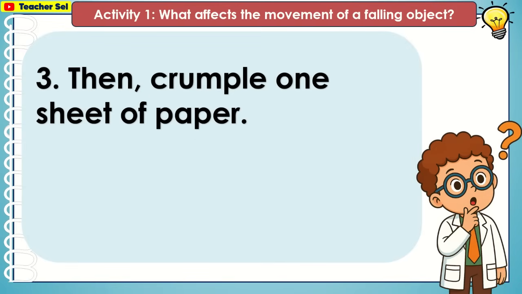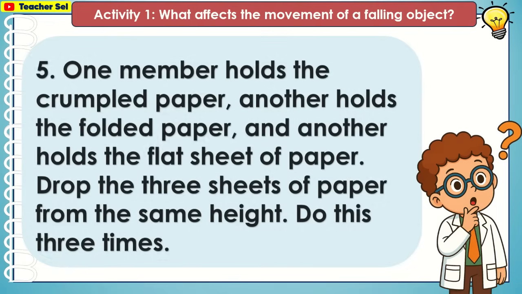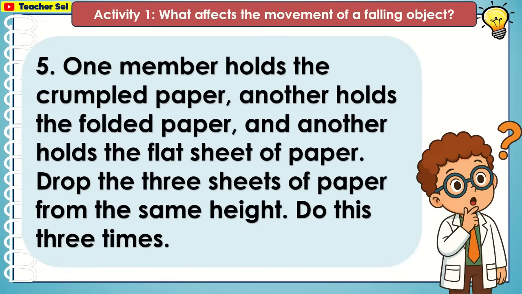Then, crumple 1 sheet of paper. Fold the second sheet of paper into any shape you want. One member holds the crumpled paper, another holds the folded paper, and another holds the flat sheet of paper. Drop the 3 sheets of paper from the same height. Do this 3 times.